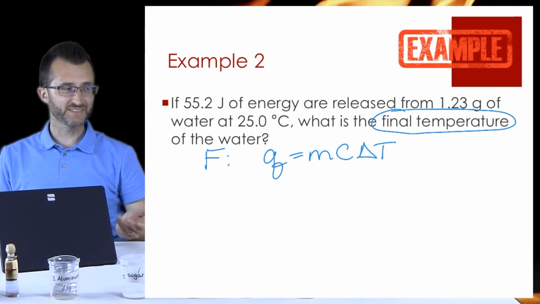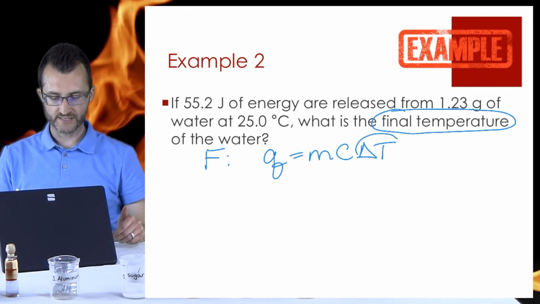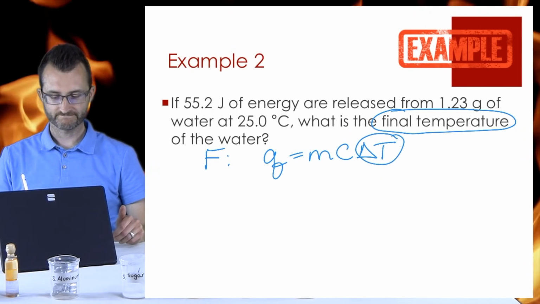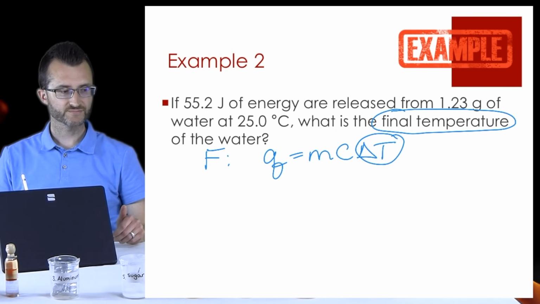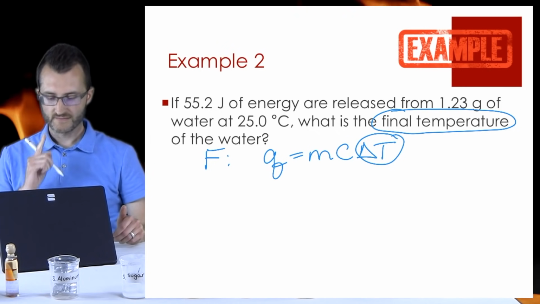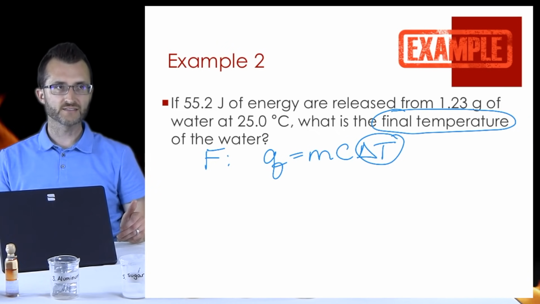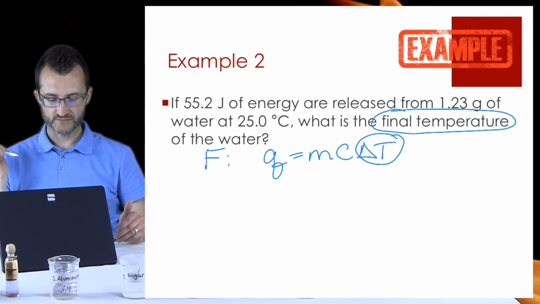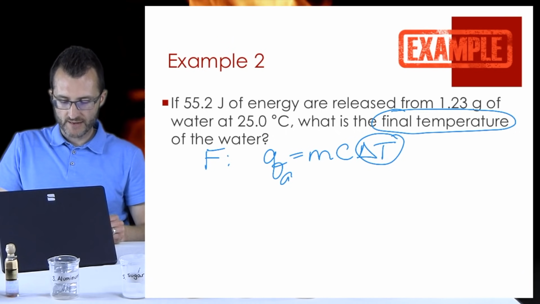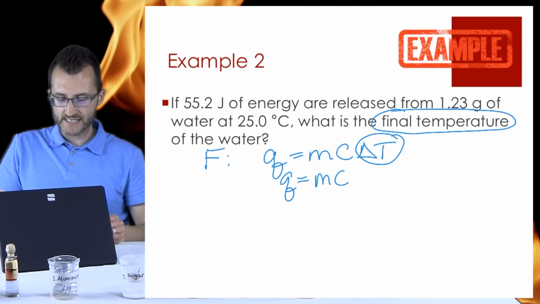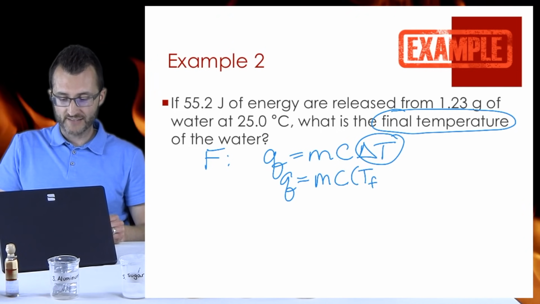Well, I don't see a specific spot for final temperature. I just see the change in temperature right here. Okay, so we don't have final temperature, but do we recall how you get delta T? So it's a change in temperature, so we always go final temperature minus initial temperature. Good, so we can actually change our equation a little bit here too, right? So what's it going to look like? All right, so how about Q equals MC, and then in parentheses, I'll label it TF for final temperature.